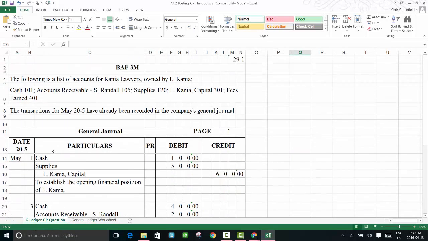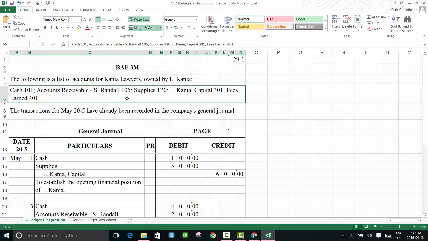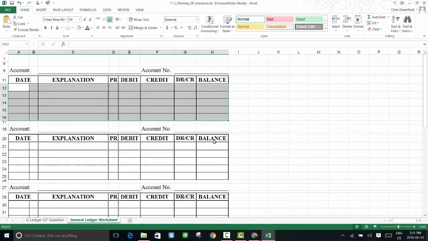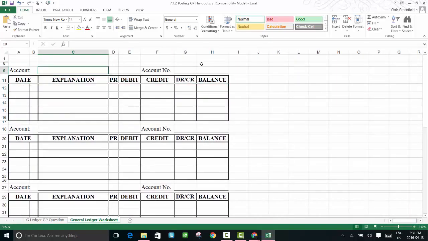At the top of our journal page, we have our list of accounts. So we're going to set up our accounts first before we process any transactions. I have cash for 101, accounts receivable, supplies, my capital account, and my fees earned. I'm going to order these on my general ledger worksheet in that order. Let me make this a little bigger, to make it easier to see. There we go.